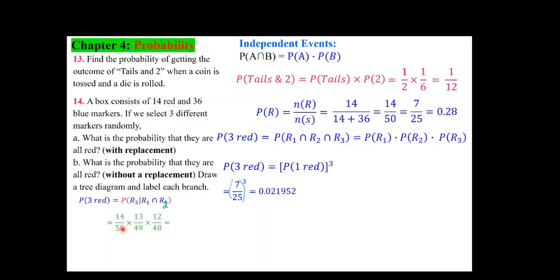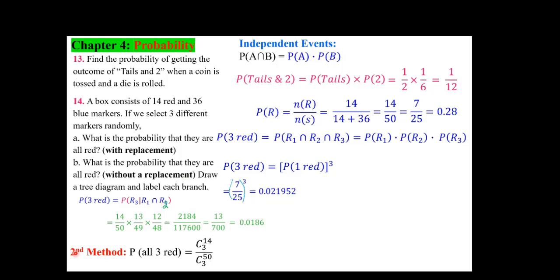So originally we have 14 reds, 50 total. Because it's without replacement, this 50 goes down to 49, this 14 goes to 13. The next one, 49 goes down to 48, 13 goes down to 12. This is the precise methodology, and you do it with a bunch of decimals and you come up with the answer. Now, it's important to see how this is done also with the tree diagram. You want to draw a tree diagram.